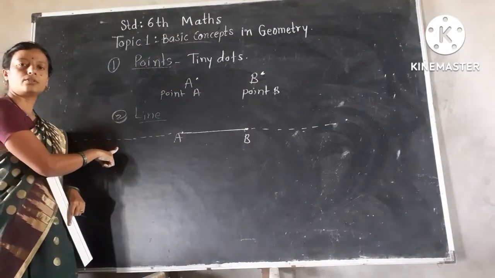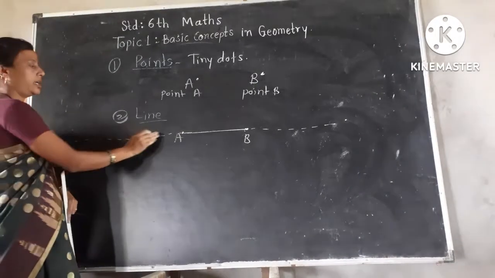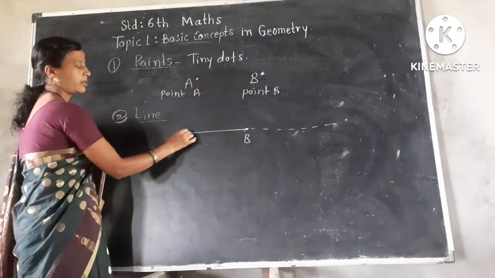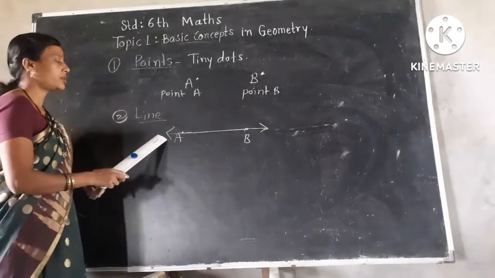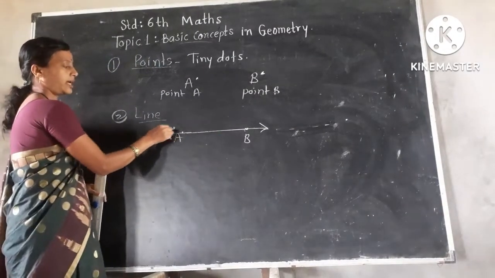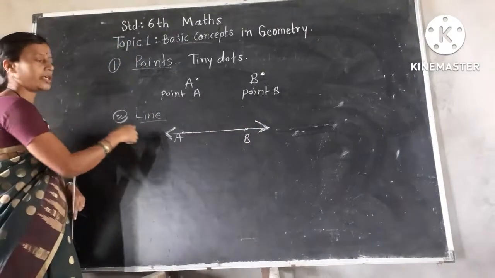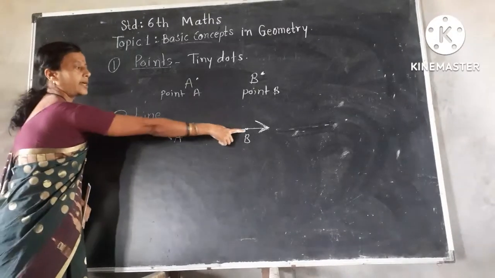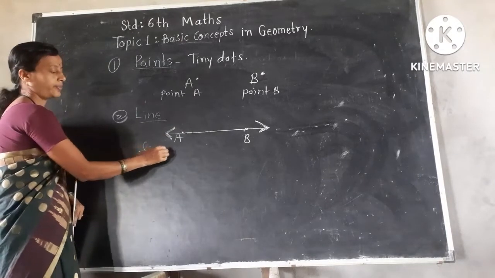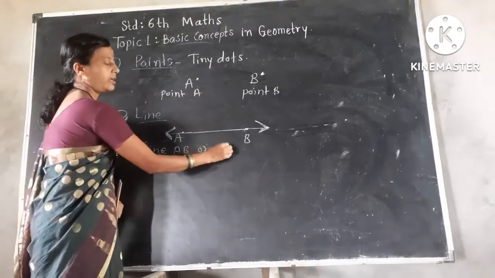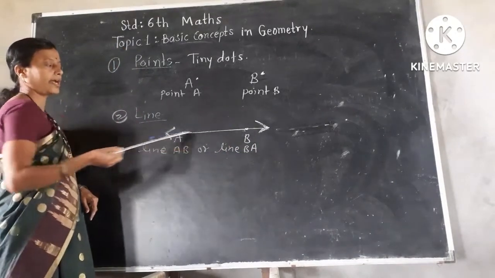When we extend the line on paper, it is shown by an arrowhead in both directions. We use the arrowheads to show that the line can be extended on both sides. How can we name it? We can take any 2 points on the line and name it line AB or line BA. We can read it as line AB or line BA.